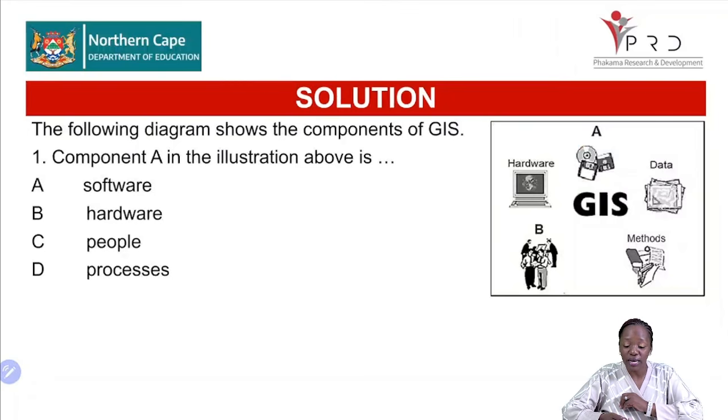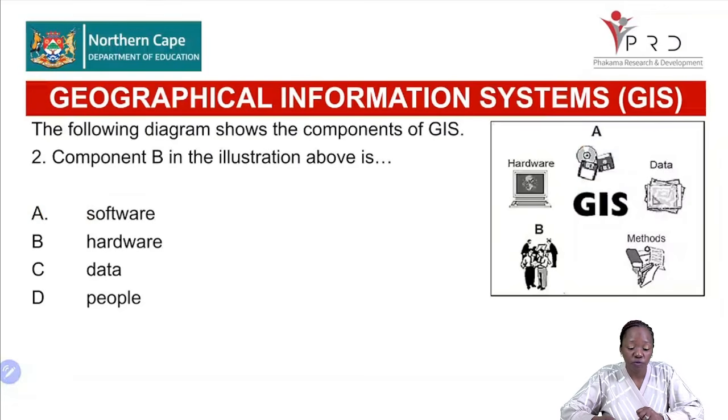Right, we're looking at our GIS component, which is A. So you realize that for A, you've got a CD, which is the CD-ROM. So therefore, it makes it a software because the information is inside that CD-ROM. So therefore, it is a software.